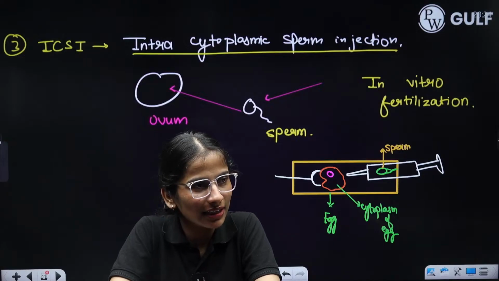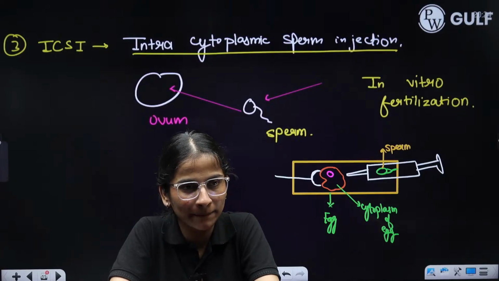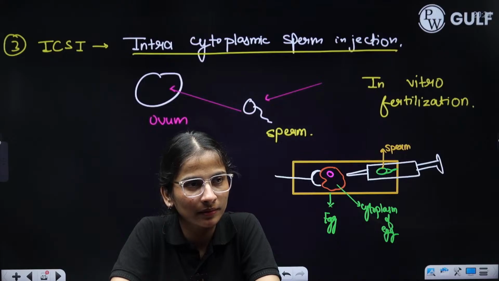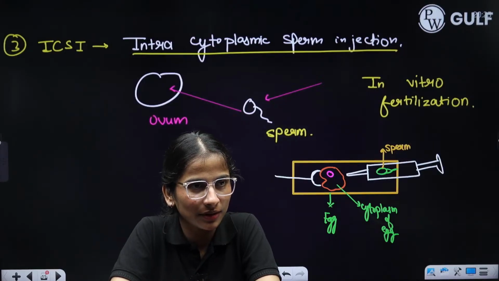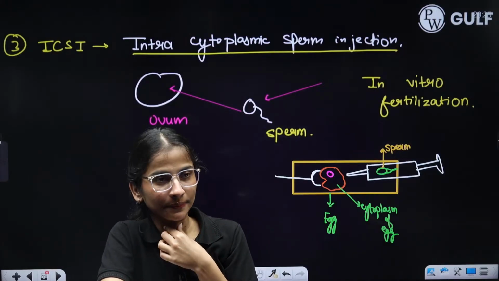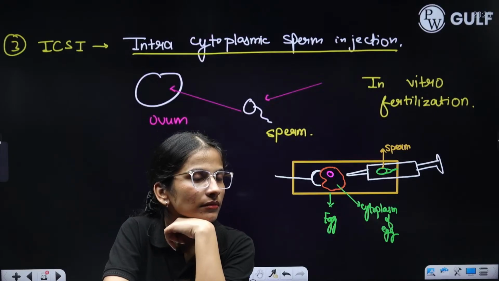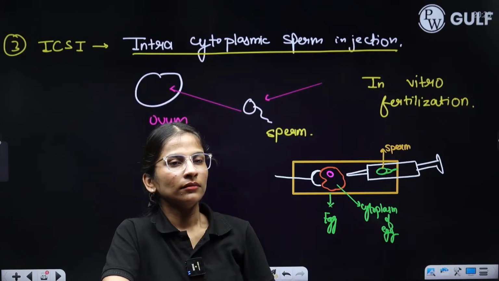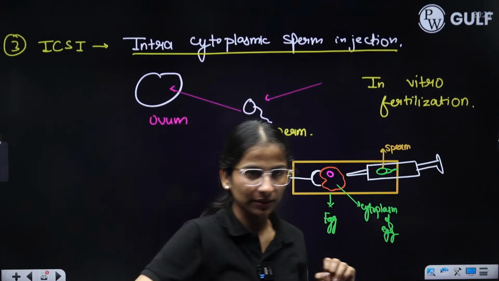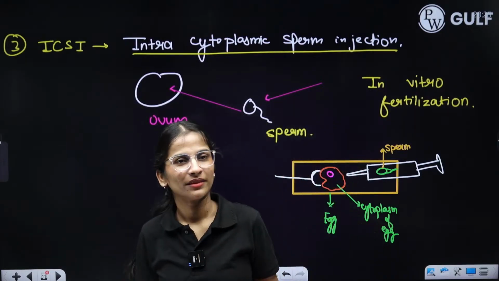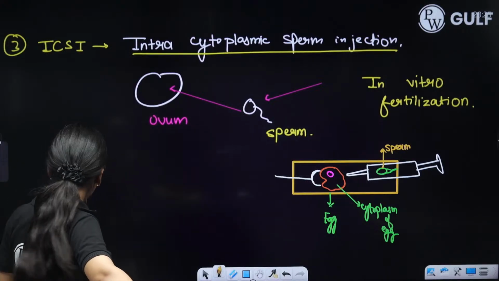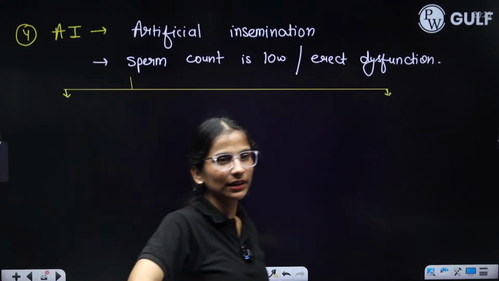Jonas, it is clear, Zobia? Why should it be in vitro? Yes, very good. Zobia, is it clear? What happened? Zobia went to grab a snack. Okay, let's move forward.